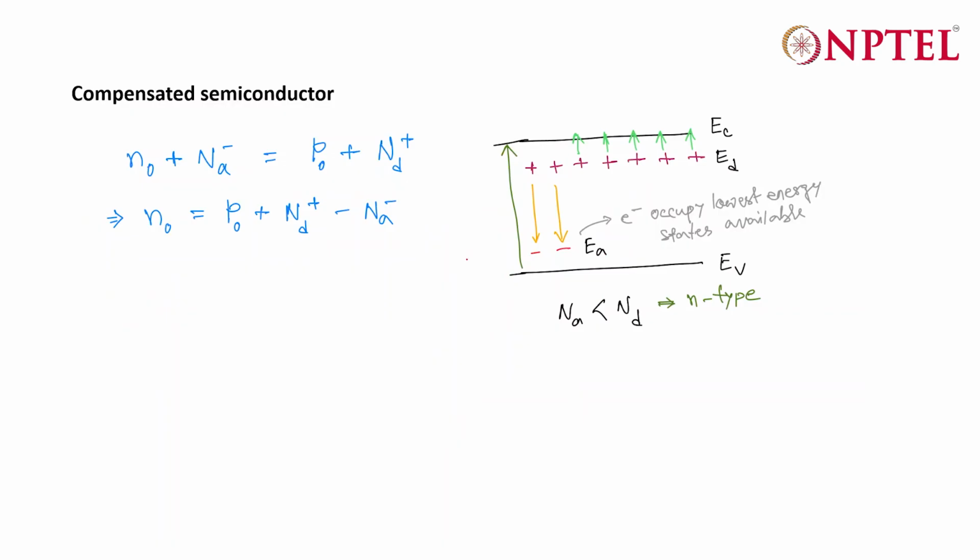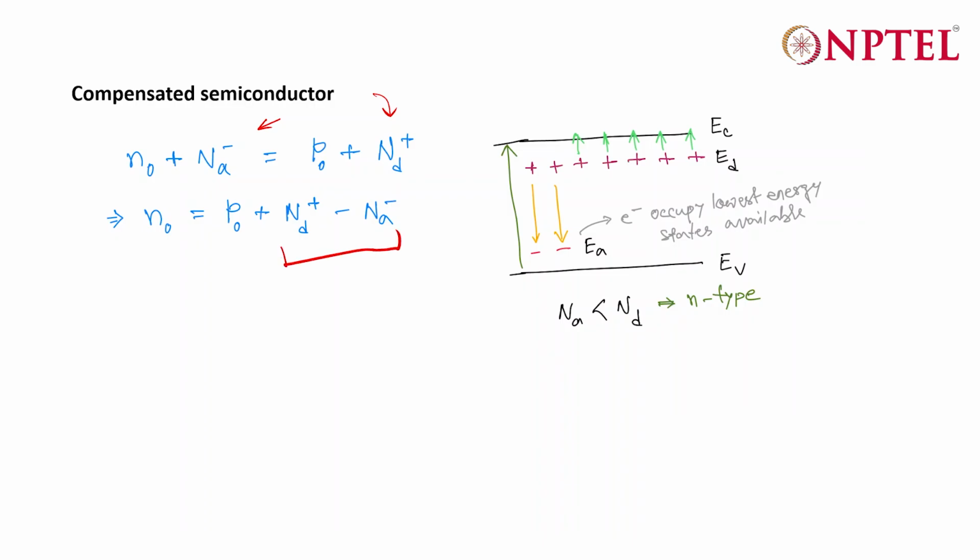The next concept, which is also important, is known as compensated semiconductor. In case of compensated semiconductor, you'll find that both kinds of doping are available. So you can write N0 plus Na minus is equal to P0 plus Nd plus. It's a kind of charge balance equation. So you can write N0 is equal to P0 plus Nd plus minus Na minus.